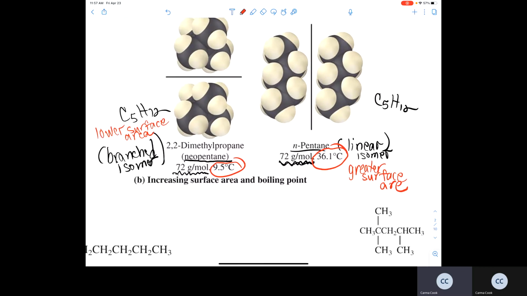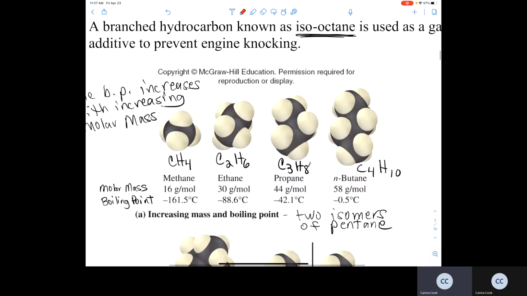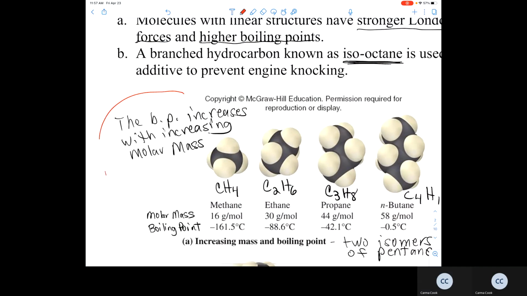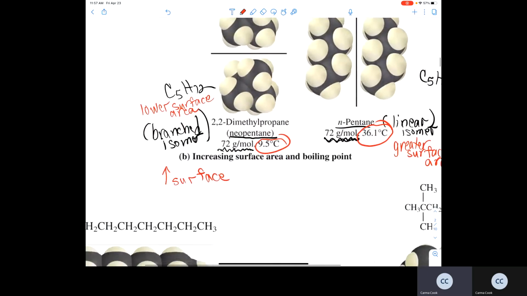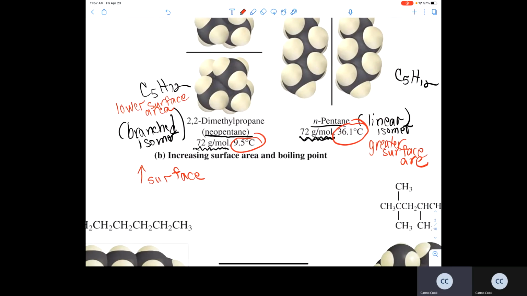So therefore, if you increase the surface area of an isomer, being that the two isomers are going to have the same molar mass, so when you're looking at two isomers with the same molar mass, molar mass is not going to explain the difference in boiling point because they have the same molar mass if they are isomers of each other. So the only thing that can explain the difference in the boiling points is the difference in surface area. So if you increase the surface area, you increase the boiling point.